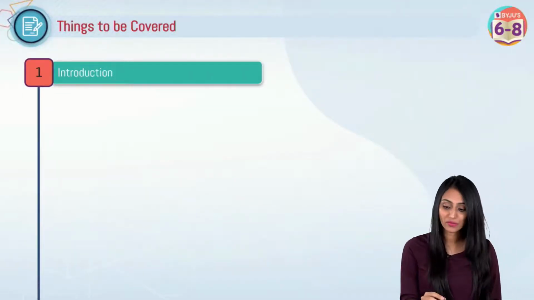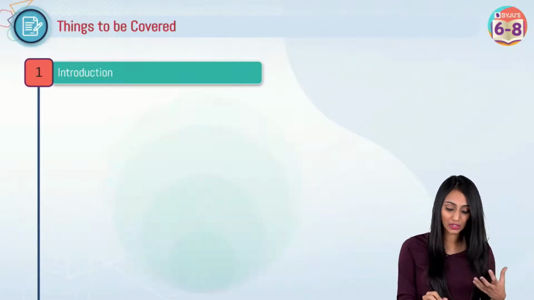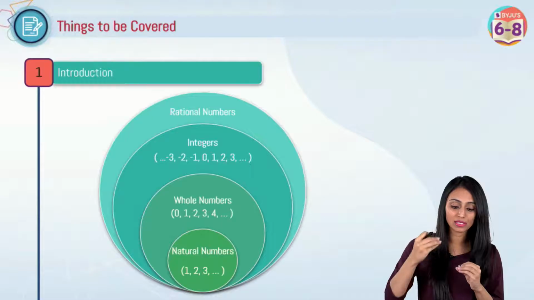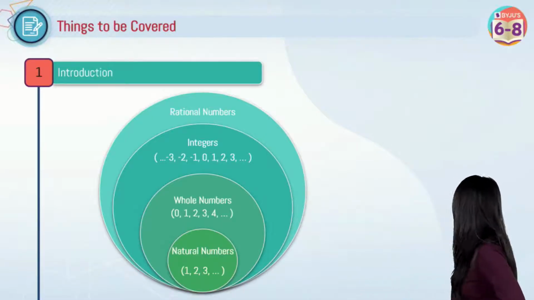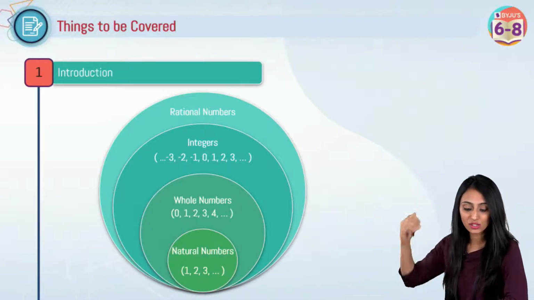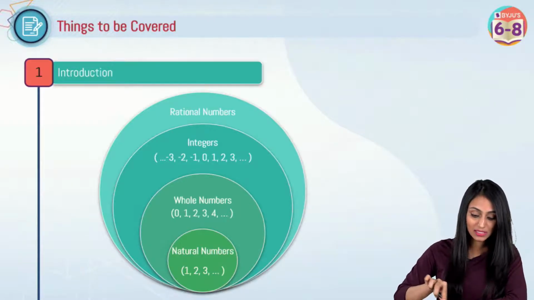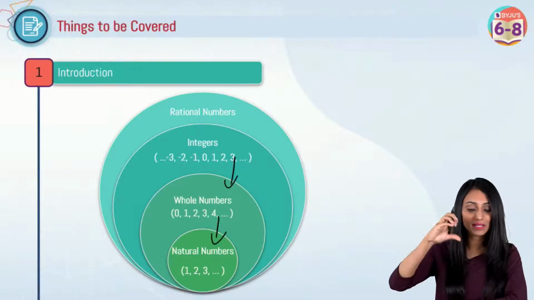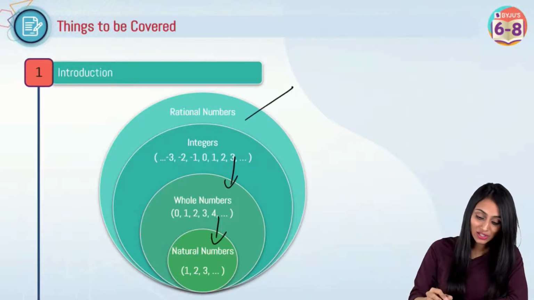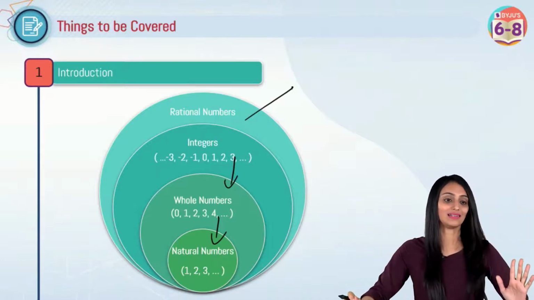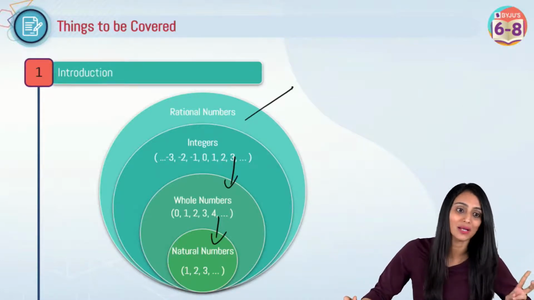So, things to be covered. First of all, we have a brief introduction about the different numbers. Like we have natural numbers, whole numbers, integers, rational numbers. Can you see what this figure is depicting over here? It is actually representing that whole numbers comprise natural numbers, integers comprise both whole numbers and natural numbers, and rational numbers comprise everything. Yes, I hope this is clear. No confusion between rational numbers and integers now.